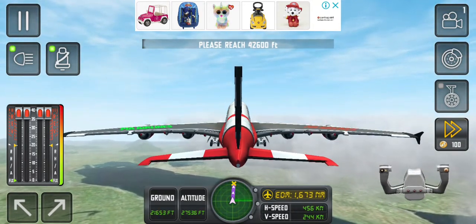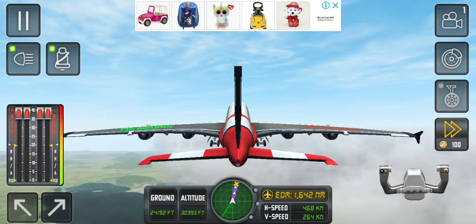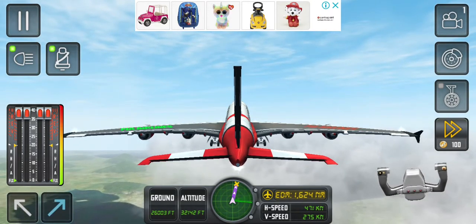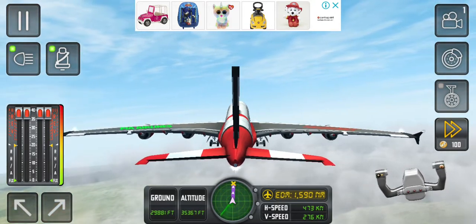This is Tower, Pakistan International, please maintain your cruising altitude at 42,600. Okay, sir, this is Pakistan International and Roger that.